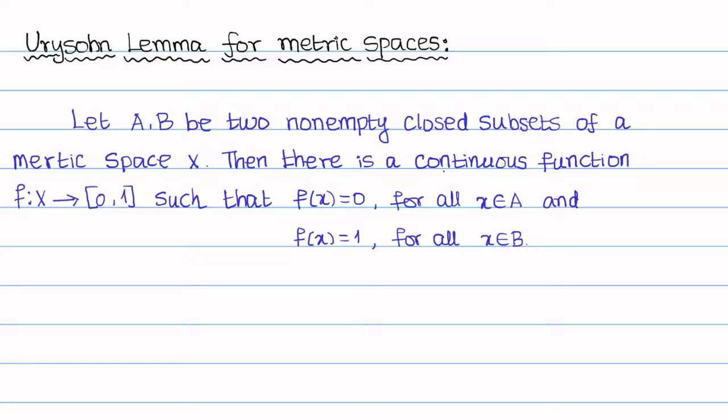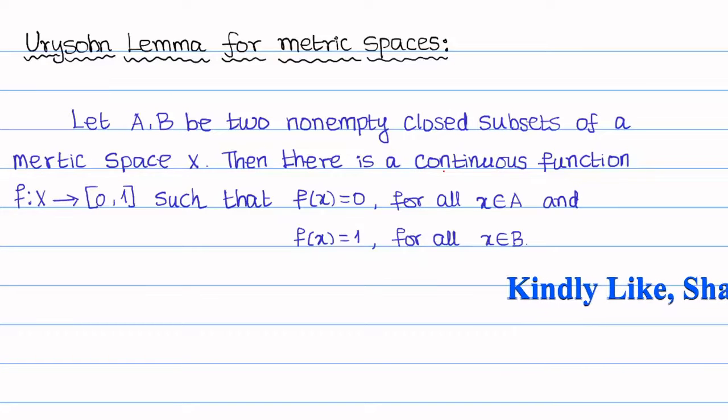We can easily show there is a function f from capital X to the closed interval 0, 1. Instead of the closed interval 0, 1, you can make it any a, b. But first let us prove the theorem for the closed interval 0, 1. To prove this we need a result 1. This is the statement.